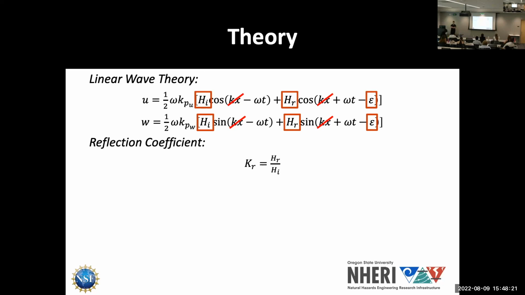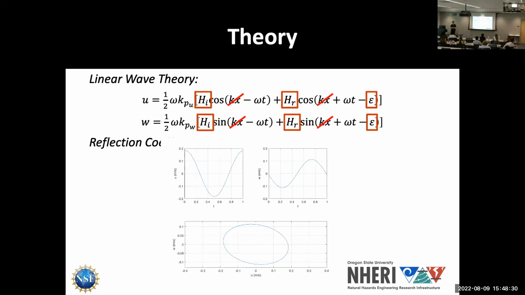Another way we talk about reflection is with a reflection coefficient. That's basically a ratio of the reflected wave height to the incident, or a percentage. This is what these equations look like visually. They're both sinusoidal functions, and they're 90 degrees out of phase. So when one is at a max or min, the other is 0. When you plot them against each other, like on the bottom here, you get an ellipse.